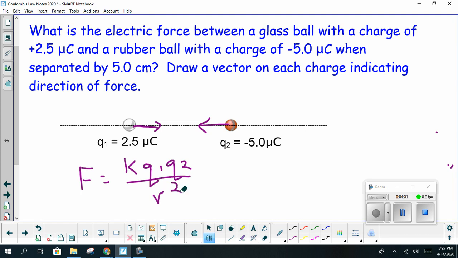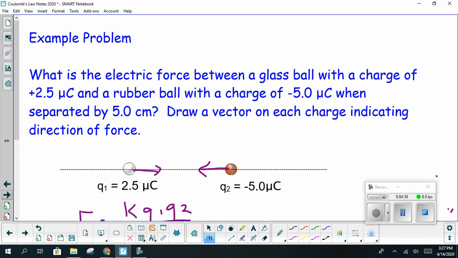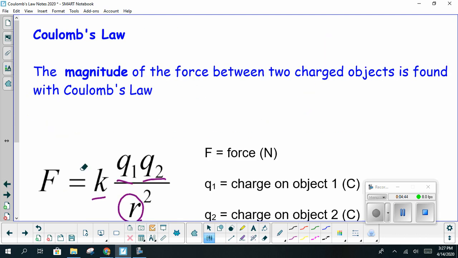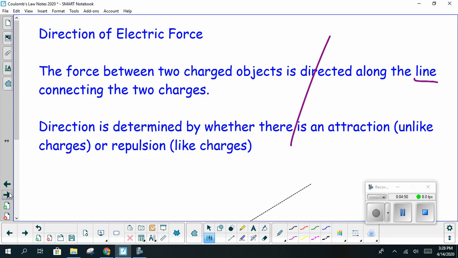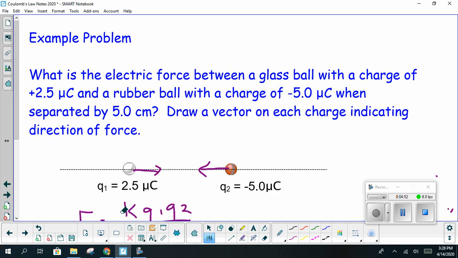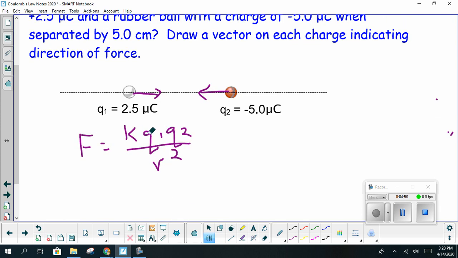Okay, so at this point, you're going to go back and look at how big your k value is. Do I know how big my k value is? We do know how big our k value is, right? Our k value is that 8.99 times 10 to the 9th. So we know that's what our k is. And then we are going to substitute in our values for Q1 and Q2, and then r squared.